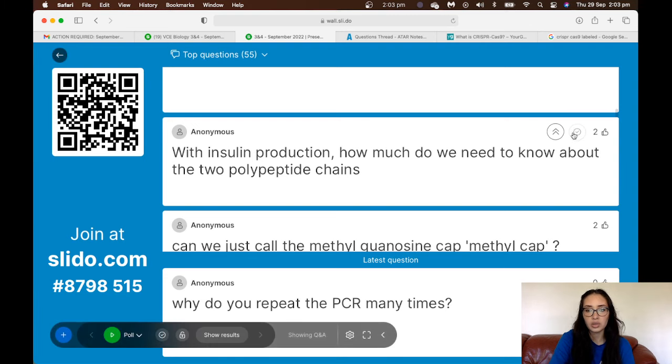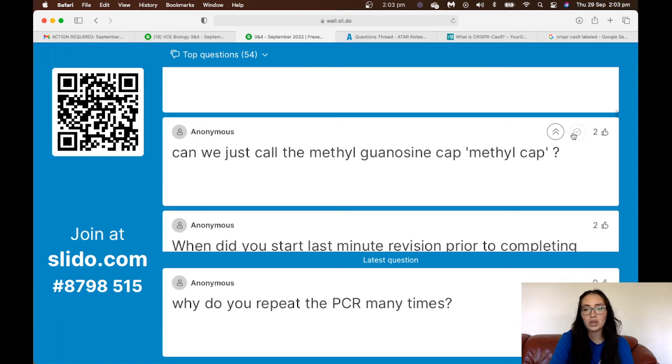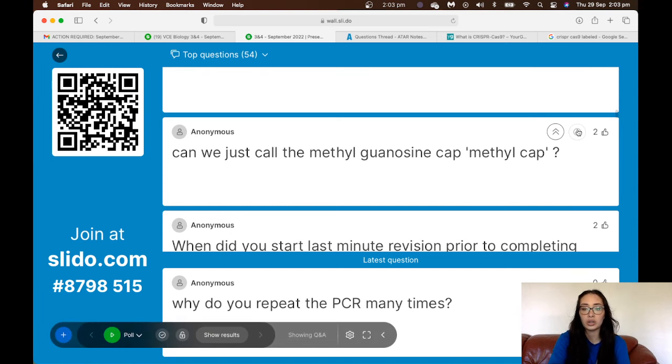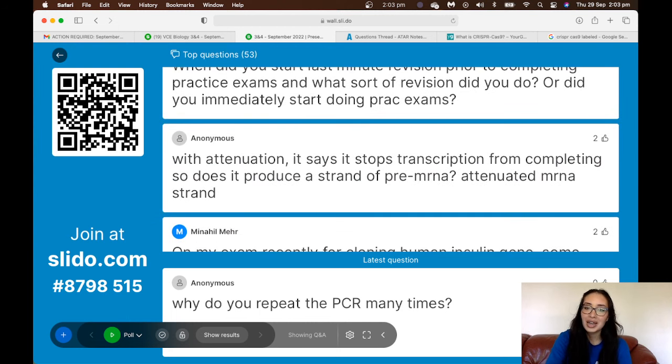I'm not really sure about this one, to be honest. I say methyl cap, to be honest. I don't think I ever wrote methyl guanosine cap in the exam, but I would say just say it to be sure. Oh, this is fine to start doing last minute revision because that's what I did.